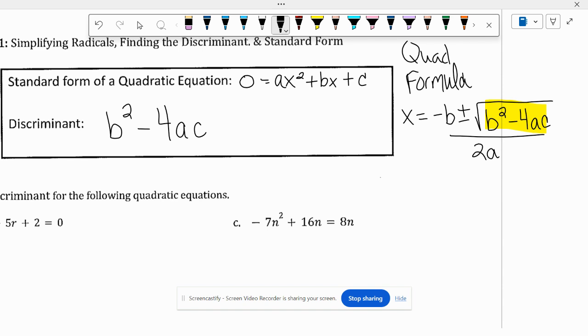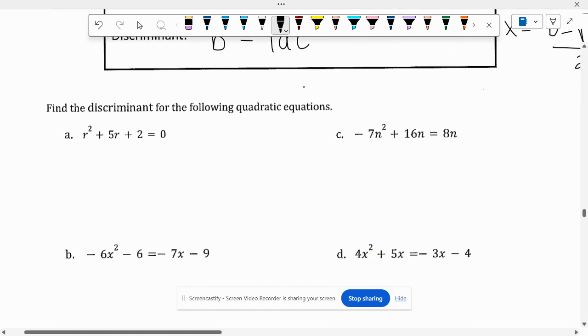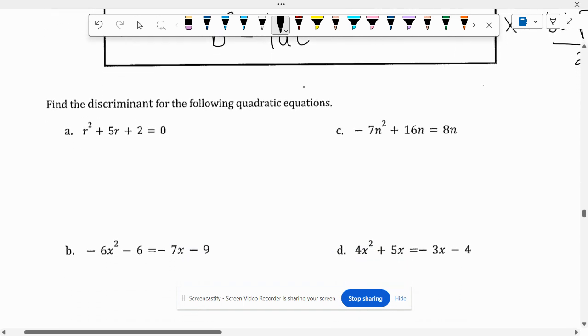Yeah, thanks. Okay, so let's look at this first one. Again, we're just trying to figure out b squared minus 4ac. So when I look at this first one, it says find the discriminant for the following quadratic. Is it written in standard form? It is. So I'm going to write out what the value of a is. What is a? 1. I'm going to write out what the value of b is. 5. And I'm going to write out the value of c.